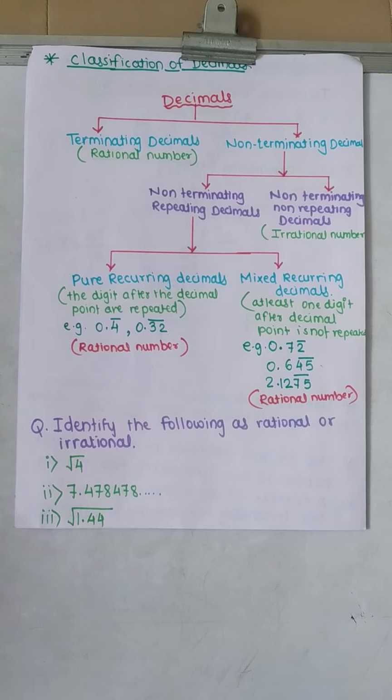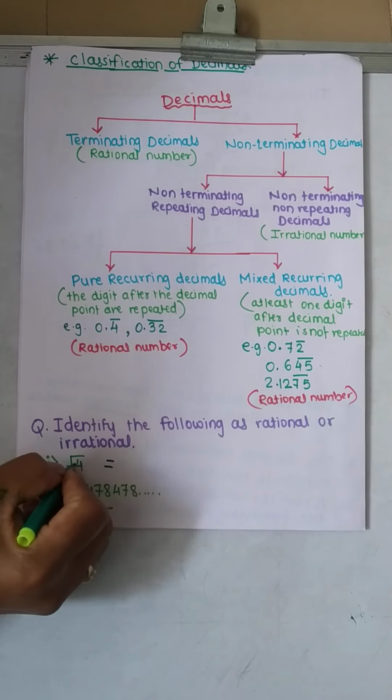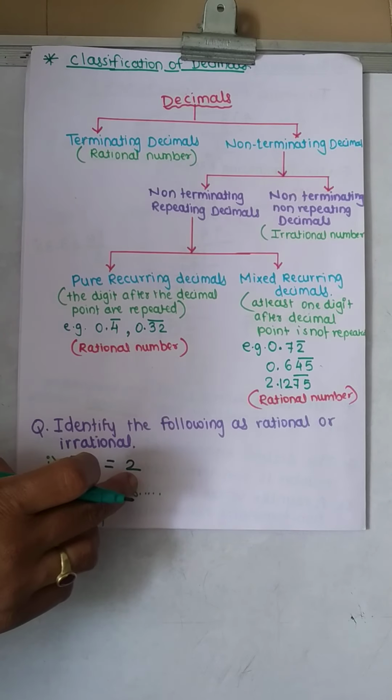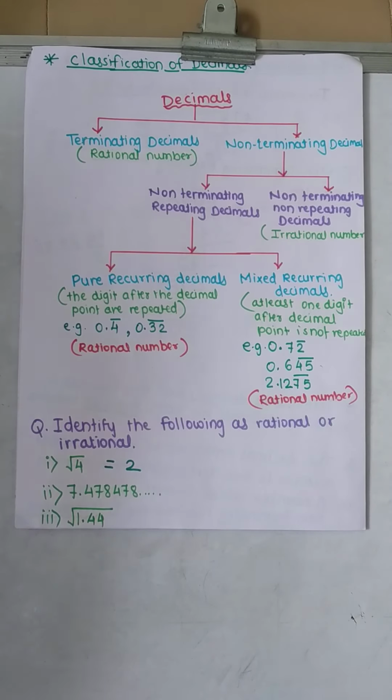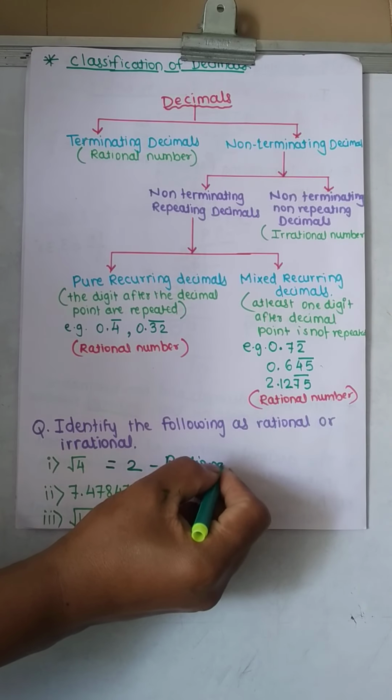Now we will proceed to identify the following as rational or irrational numbers. Now you will say, ma'am, root 4 is an irrational number. I will say no. Why? Because this 4 is what? It is a perfect square of 2. Right? So this 2 is a rational number. So what will we write? It is a rational number.